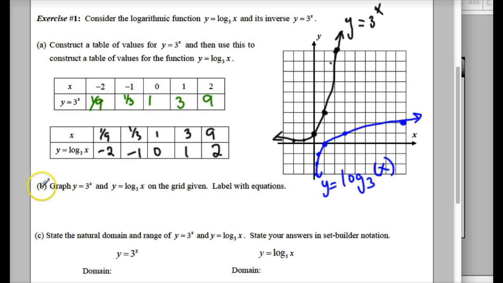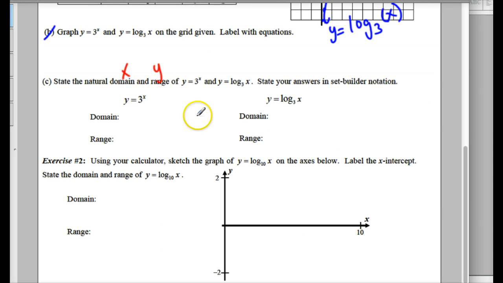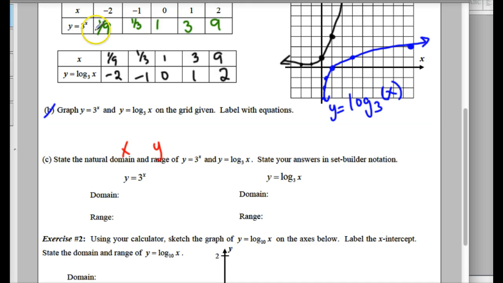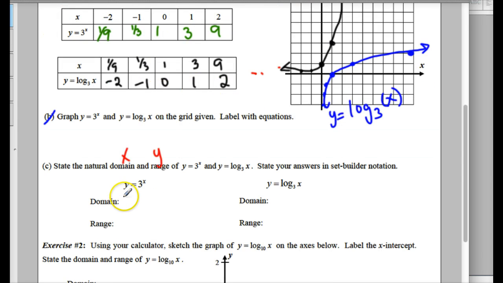Now it says graph this, which is what we just did. Part C says state the domain and range of these functions. So domain, as we remember, is my x, and range is my y. So the domain of the first function, which is in black, what do you notice about the domain? Notice when I graph this, my arrows are going on and on forever, and so does it. So I can use anything. It can be from negative infinity to positive infinity.